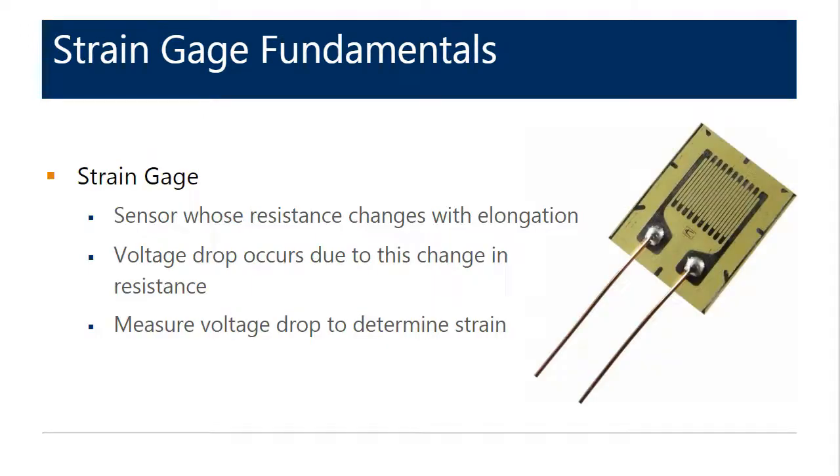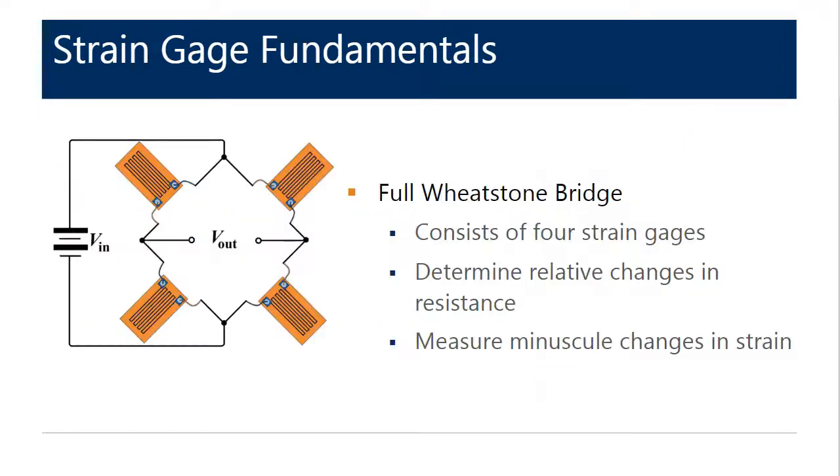A strain gauge is essentially just a resistor. It's a sensor whose resistance changes with elongation. A voltage drop occurs due to this change in resistance, and we can measure that voltage drop to determine strain. For the purpose of balance testing, the strain gauges are wired into what's called a full Wheatstone bridge. This configuration involves wiring 4 strain gauges as shown. With this configuration, we can determine relative changes in resistance as well as measure minuscule changes in strain.